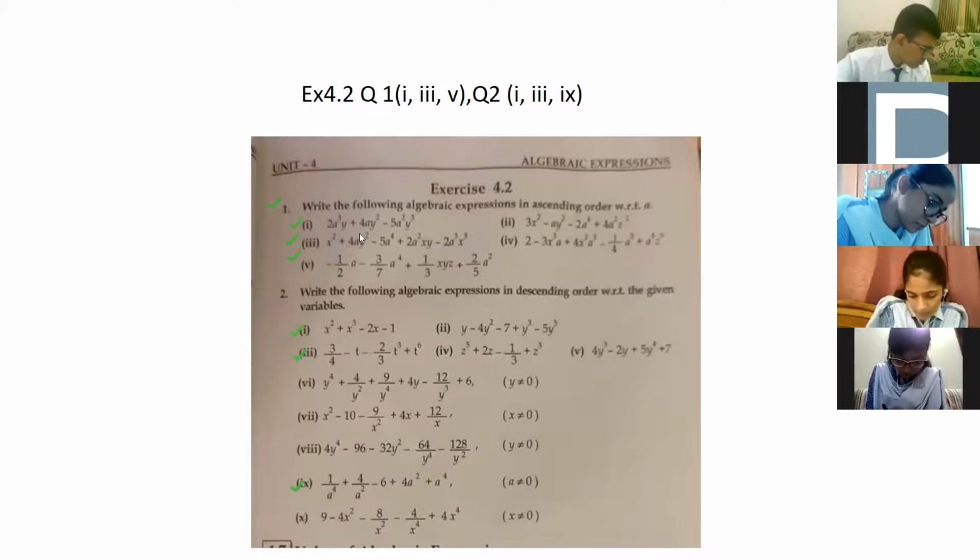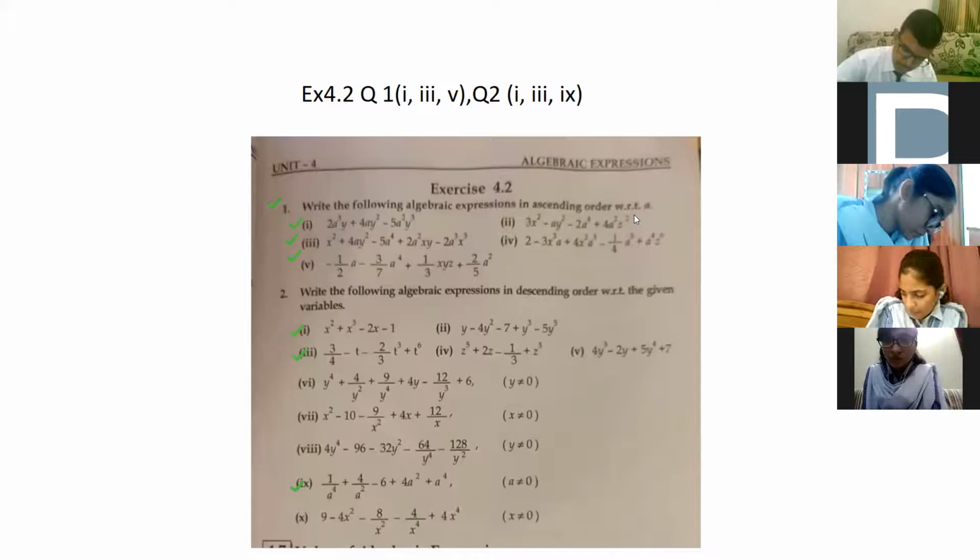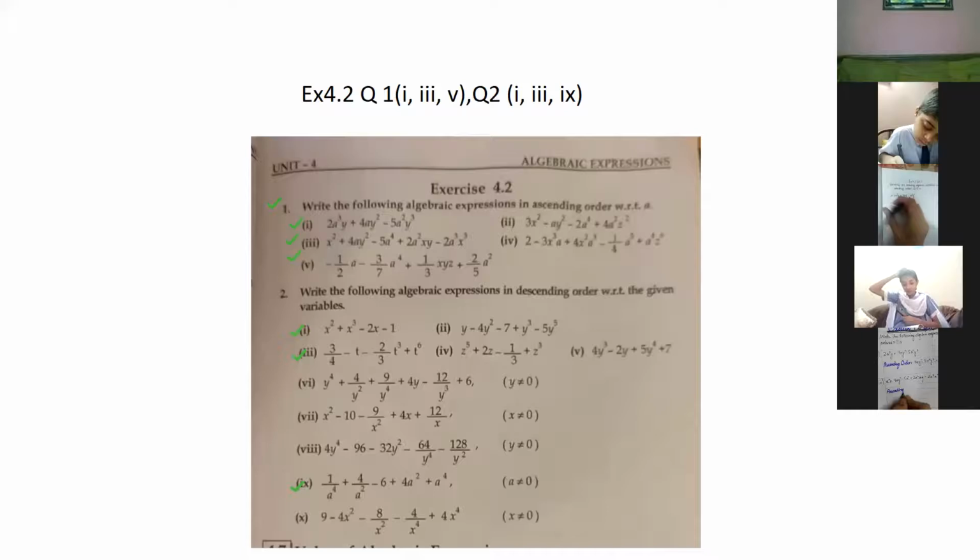This is question number 1, bit number 1. Write the following algebraic expression in ascending order with respect to A. Okay? Don't look at Y. Just check the power of A. Yes, Halima. Done question number bit 1? Have you completed? No? Achha, just quickly complete it. Ramla, have you completed bit number 1?